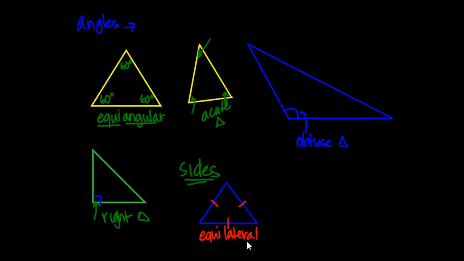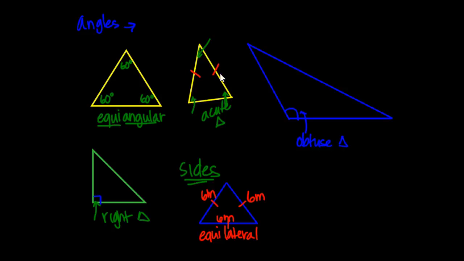Lateral is side, like lateral movements would be side-to-side movements. So equilateral triangle, all sides are the same measure. So if this is 6 meters, then this would be 6 meters, and this would be 6 meters. They don't even have to write that. If they tell you it's an equilateral triangle and give you one side length, then you know all three side lengths.